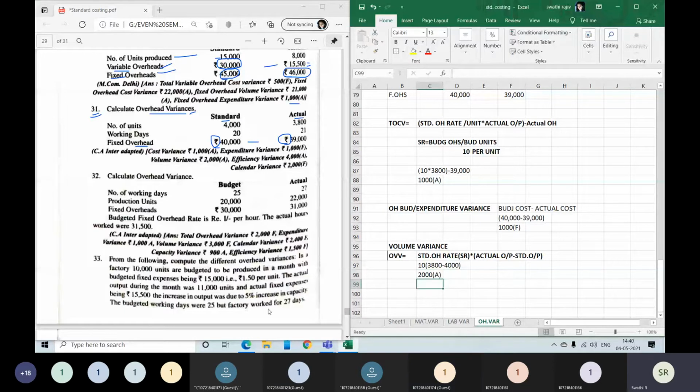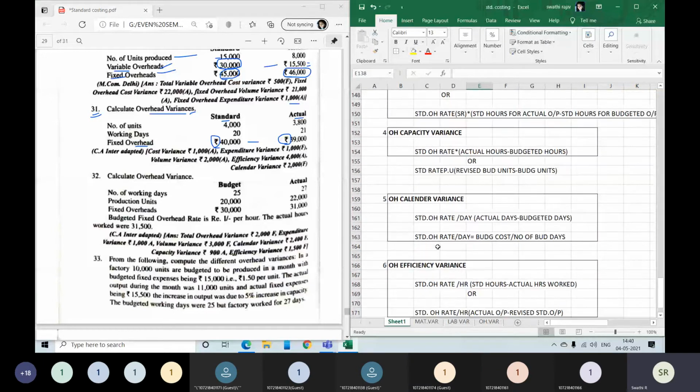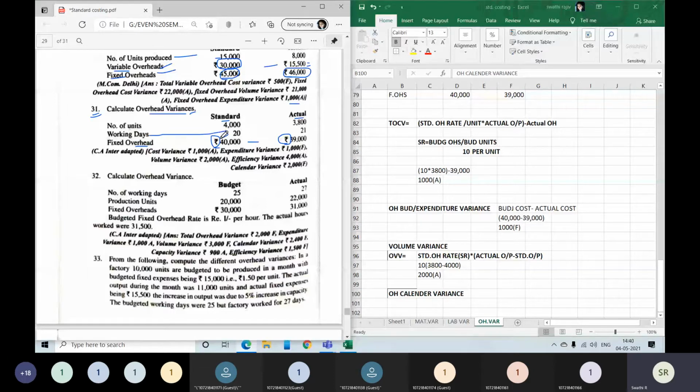Now we will do, before that, calendar variance, right? Calendar variance. Why calendar variance? Why didn't we do calendar variance in the other question? Because here the number of working days are given to you. Only if the number of days are given to you can you do calendar variance, right?